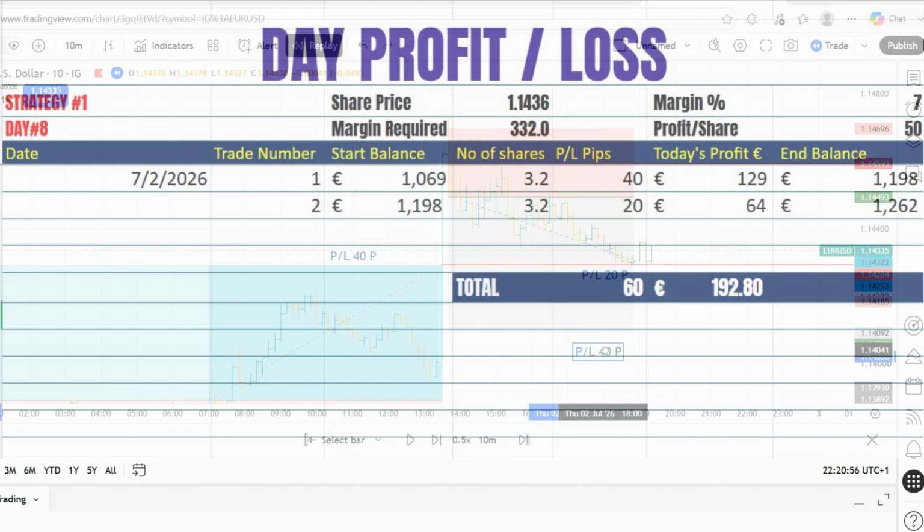Closing commentary. What a strong session for EUR USD. Strategy number 1. 2 trades were activated. 2 trades finished in profit. The first position demonstrated the importance of patience. It reached almost 30 pips of profit, retraced back toward 10 pips, and then exploded upward to hit the full 40 pip target. Because the stop loss had already been moved to break even, the trade remained protected during the retracement.